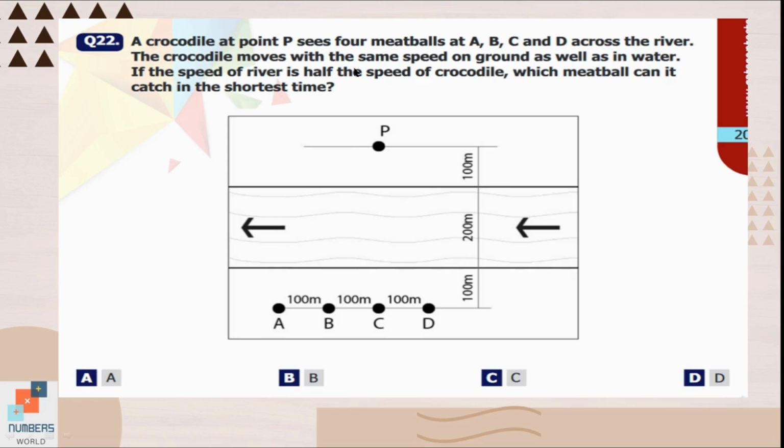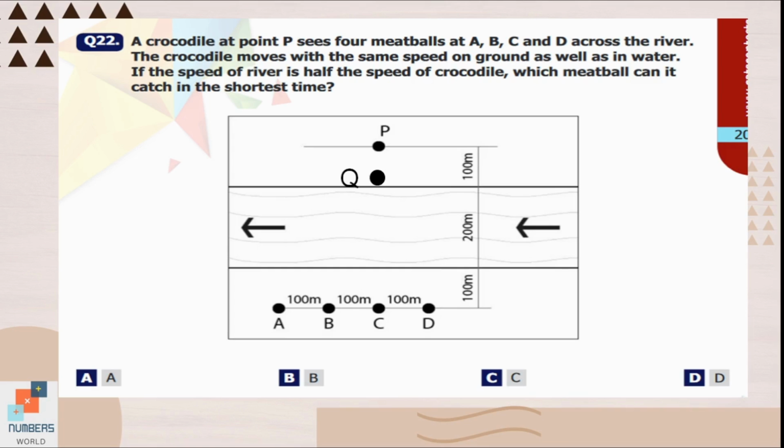A crocodile at point B sees 4 meatballs at A, B, C, and D across the river. The crocodile moves with the same speed on ground as well as in water. If the speed of the river is half the speed of the crocodile, which meatball can it catch in the shortest time? Let's suppose this is point Q. From point P to Q, the crocodile covers 100 meters on dry land. At point Q, it enters the river. The speed of the crocodile is double as compared to the speed of the river.